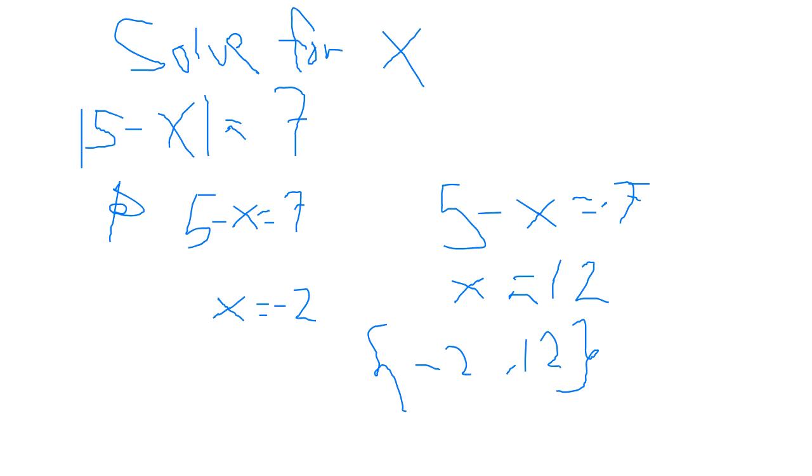Let us do another one. In the same way, if we have the absolute value of x minus 1 divided by 2x plus 3, equals 4.